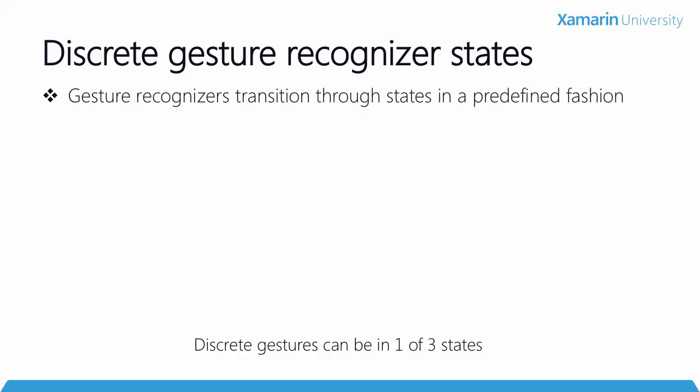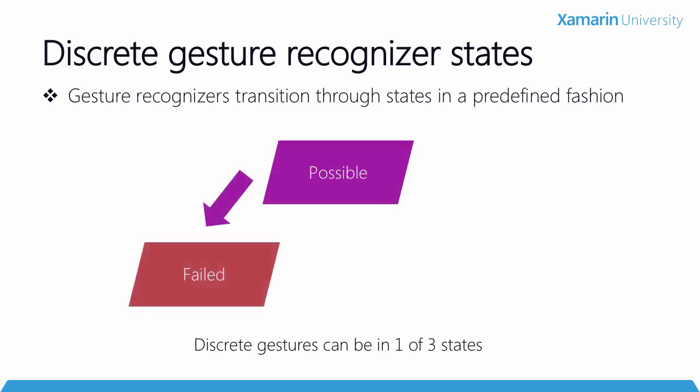When working with discrete gestures, you'll likely want to pay attention to the gesture state. Gestures transition through a set of known states, and the gesture recognizer will notify its target as this happens, allowing you to add behavior in response to state changes. Our default state is possible, and it will remain in this state until the user performs an action. Now the state will change to failed if the action doesn't match the gesture pattern.